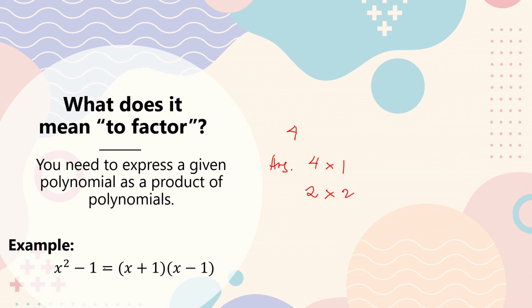In advance, this is an example. If you're given x squared minus 1 and you're asked to factor it, there are two binomials here in which the operation is multiplication. When you multiply these two binomials, that will result to x squared minus 1. Here you go. That's factoring.